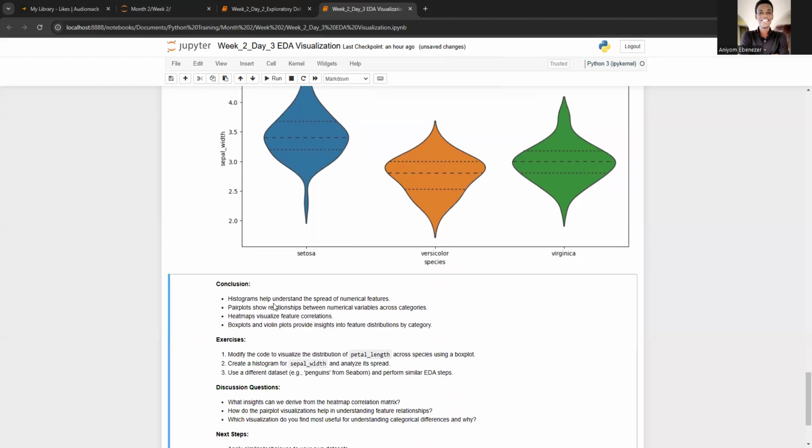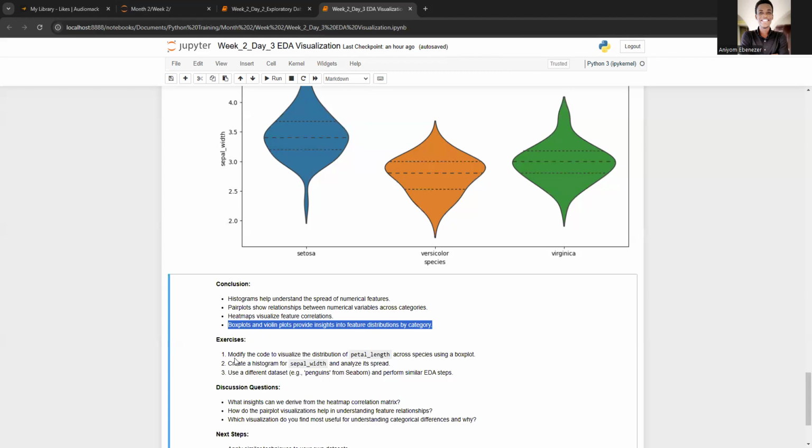So in conclusion, histograms help to understand the spread of numerical features. This class today is just a heads up with respect to what's going to happen next week. By next week, when I'll be explaining most of those things, it will not be new anymore. Then pair plots show relationships between numerical variables across categories, while heat maps visualize feature correlations, and then box plots and violin plots provide insight into feature distributions by category.